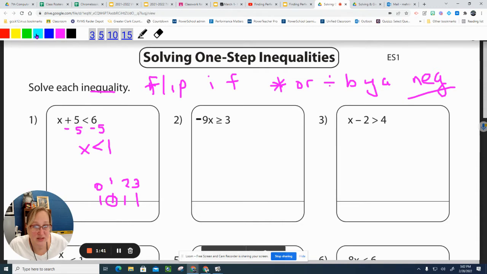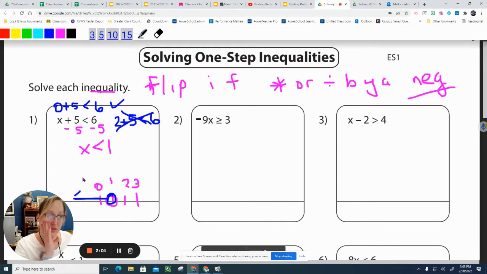But we can also test that by, let's put a 0: 0 plus 5 is less than 6. Correct. Let's try a 2. 2 plus 5 is less than 6. No. So that means that my line has to go that way. Okay? We'll try the next one.